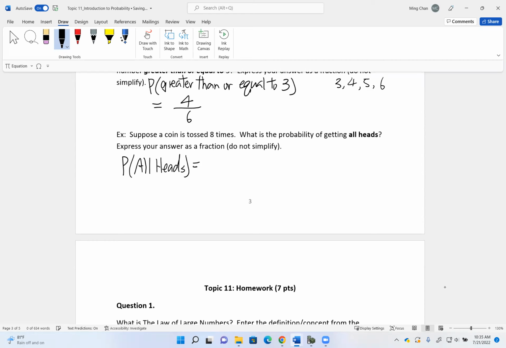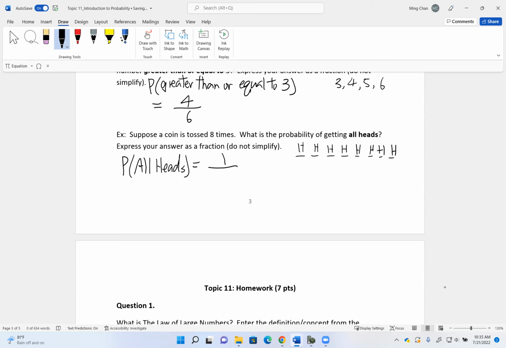All heads means 1, 2, 3, 4, 5, 6, 7, 8. That means every single flip is heads. So there can only be one way to get all heads, right? Same thing with all tails. There's only one way to get all heads out of, well, how many total ways are there?